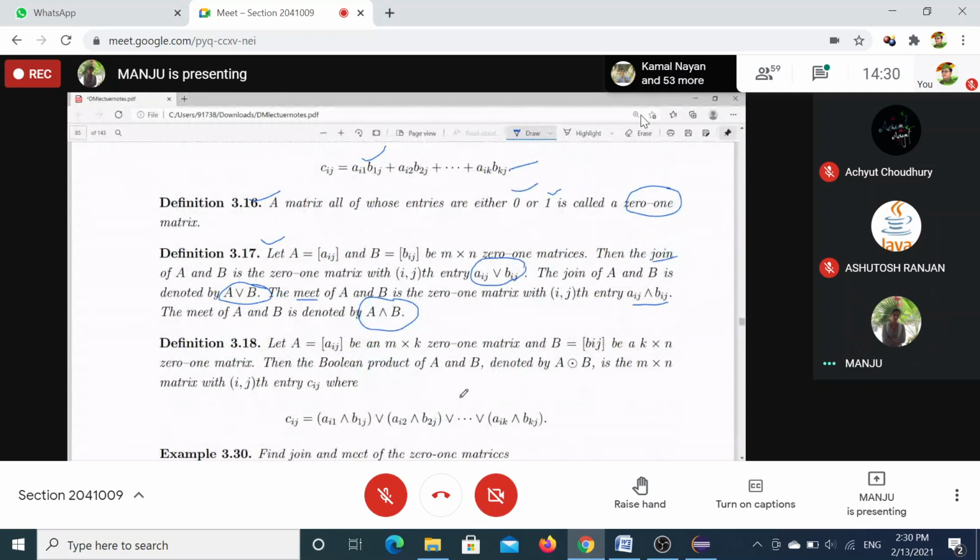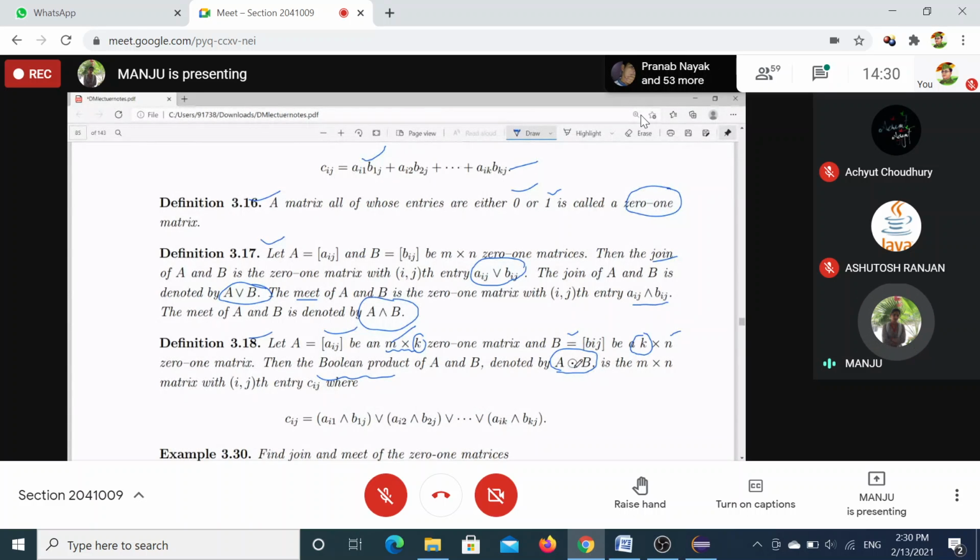Then we did matrix multiplication, that is, the Boolean product of A with B. The order will be the same here. Also, the number of columns of the first matrix should be equal to the number of rows of the second matrix. If Aij and Bij are the matrices, then the Boolean product is represented by a dot with a circle. This will have order M by N. Everything else is the same except this notation and the operations, compared with the normal product.